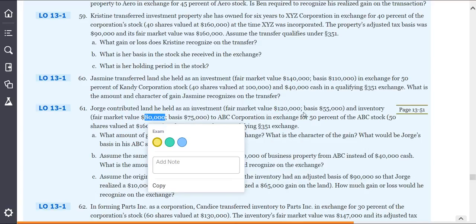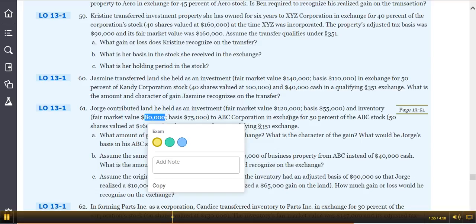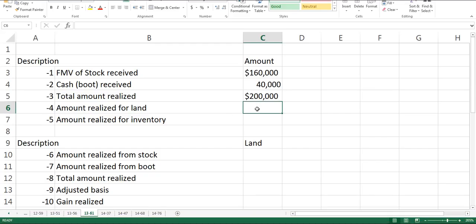If I were going to take a percentage of that, it's $200,000 total. $120,000 would be 60% of the $200,000 for the investment, and then $80,000 for the 40%, excuse me, for the inventory. So that is what we're going to put into our percentages here: 60% for the land and 40% for the inventory.